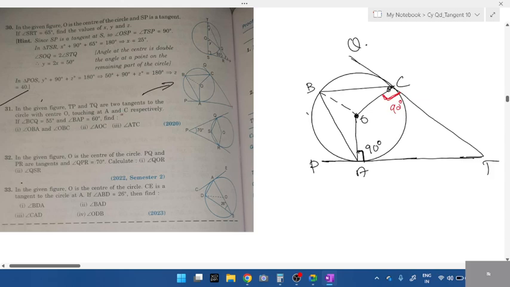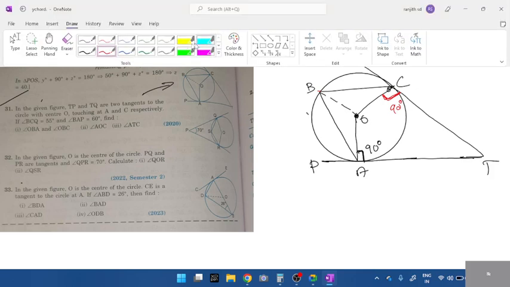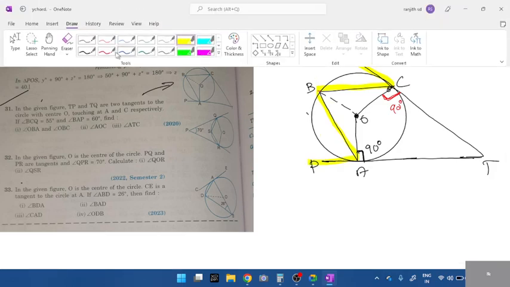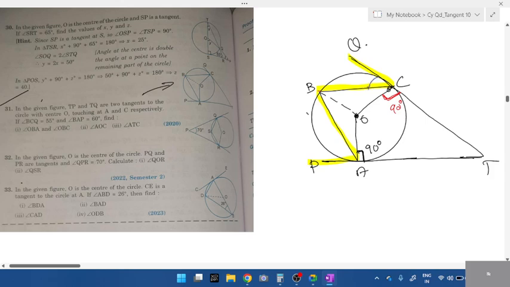What are the other two angles they have given us? First find out angle BCQ. Can you see? Let me draw BCQ and whatever angle they have given. Look at the yellow one. BCQ, BAP. What is angle BCQ given? BCQ is 60 degree. What they have asked us to find? OBA, right?